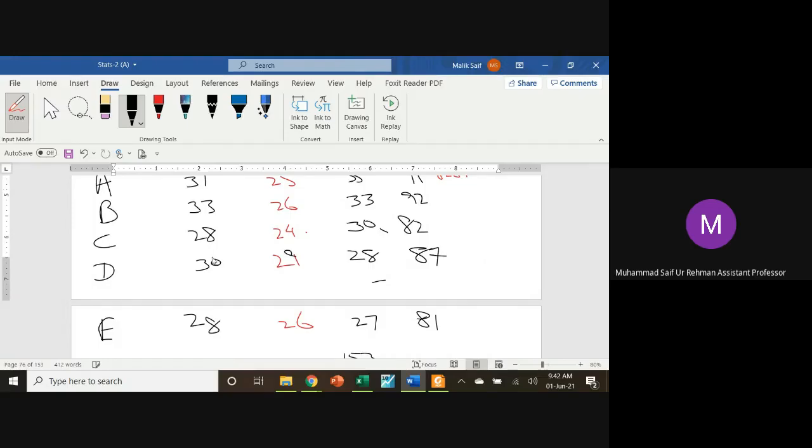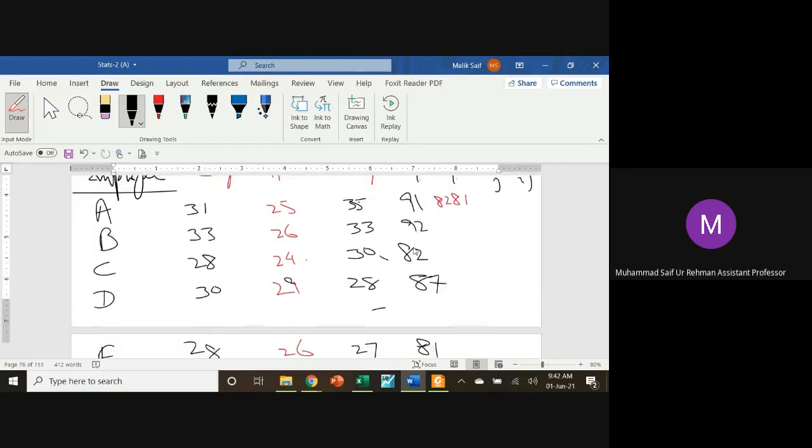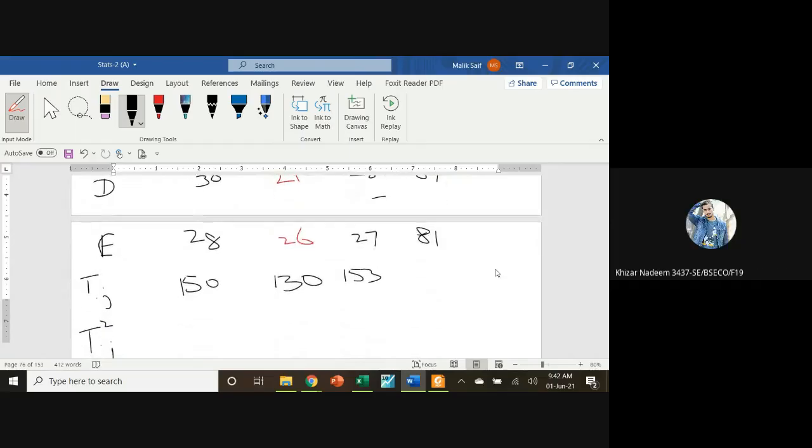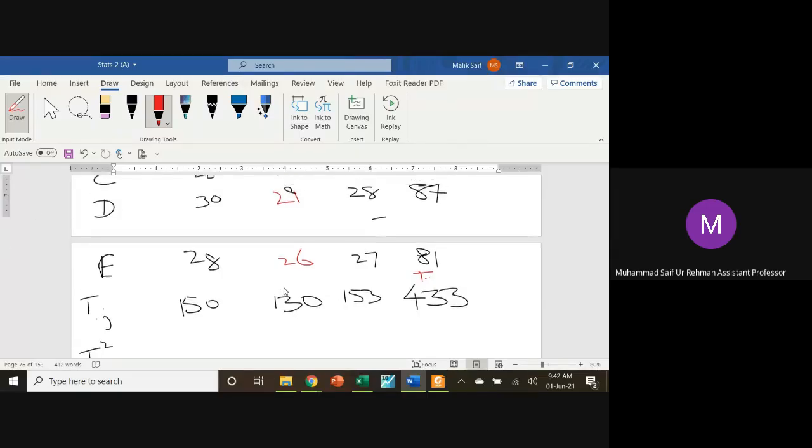Now add these five values: 90, 91 plus 92 plus 82 plus 87 plus 81. What is that? 433. What is this 433? This will be your T dot dot. T dot dot means total of all observations. So this value will be your T dot dot that you will use in finding out the correction factor.